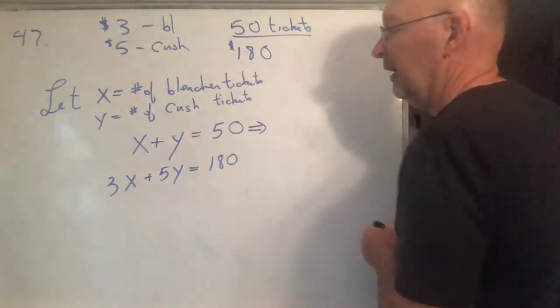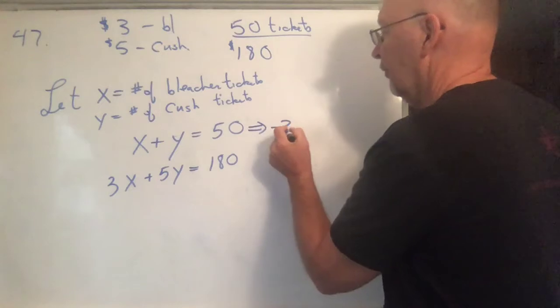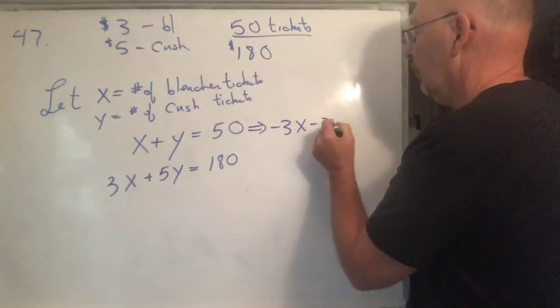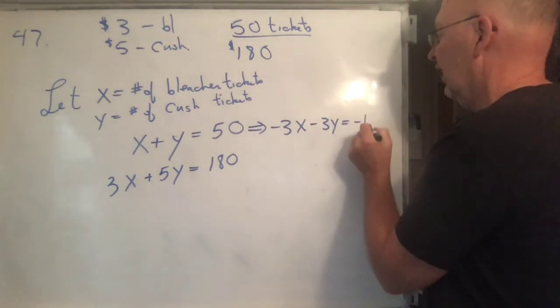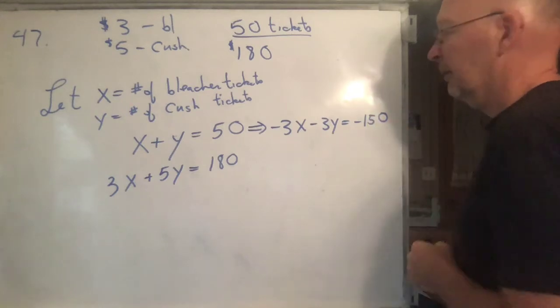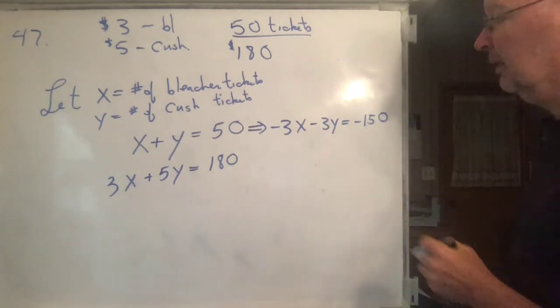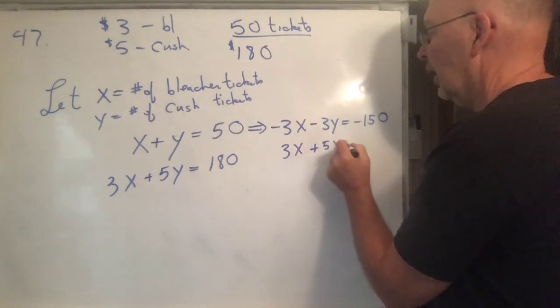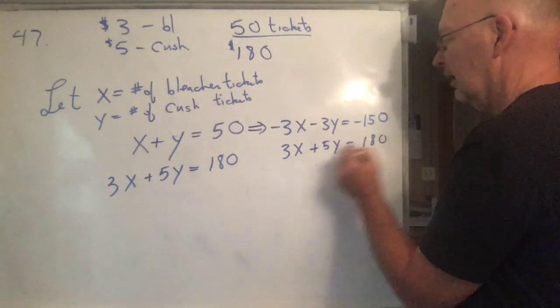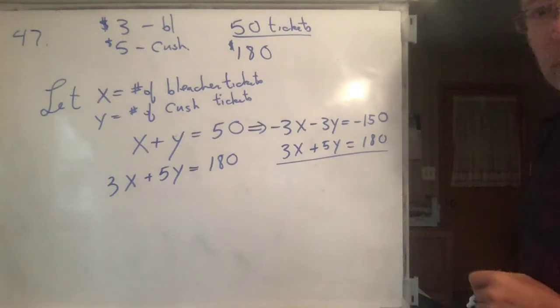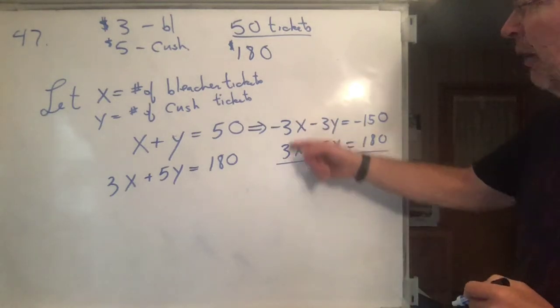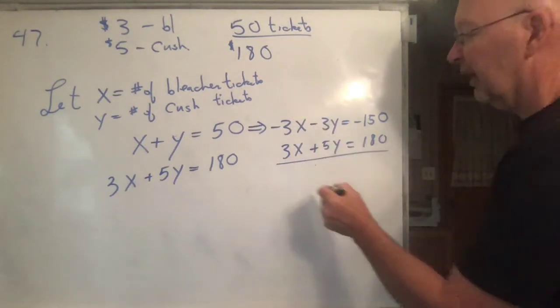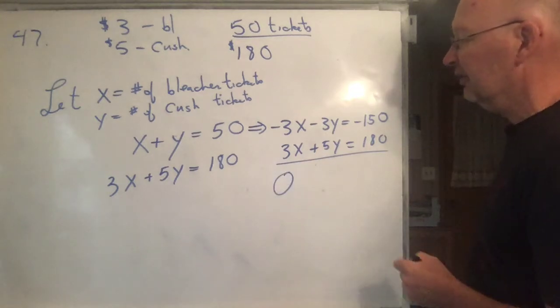So if we multiply it by negative 3, we're going to get negative 3x minus 3y is equal to negative 150. See that? You keep this one exactly the same, 3x plus 5y is equal to 180. And what was the reason for doing it? Because now I can just add these two equations together, and I've eliminated my x's.